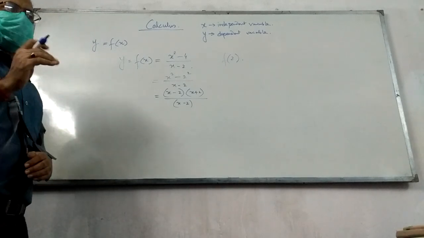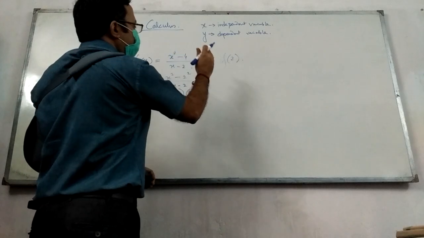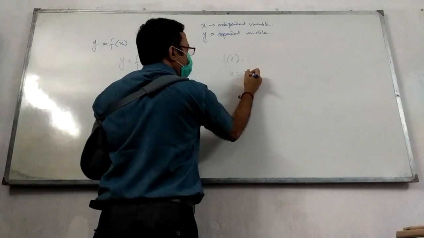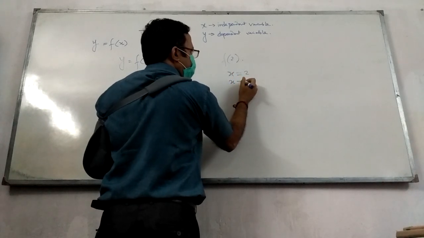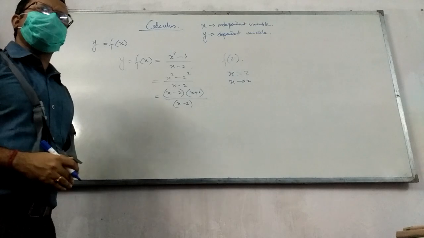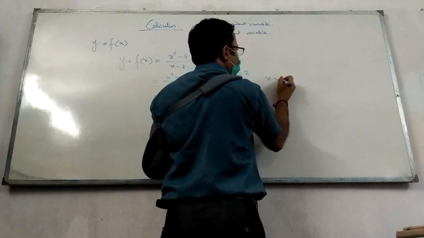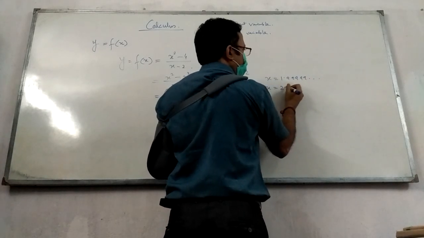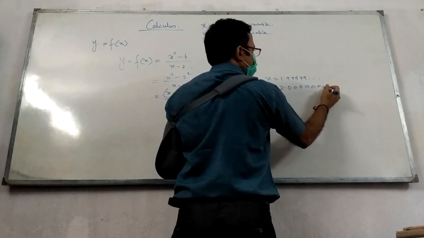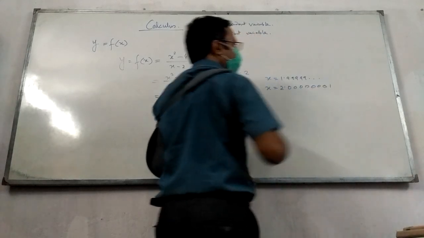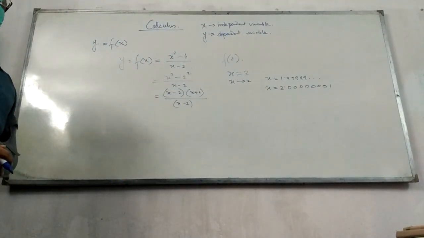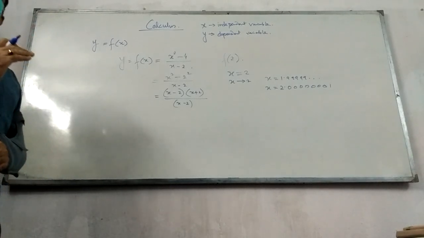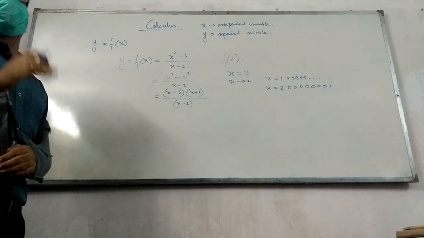Now, what is it saying? It's saying that don't take f of 2, meaning don't take the value of x equal to 2, but take the value of x approaching 2. Approaching 2 means x can be 1.9999999 or x can be 2.000000001. It is so slightly more or less that you can consider it to be nearly equal to 2.